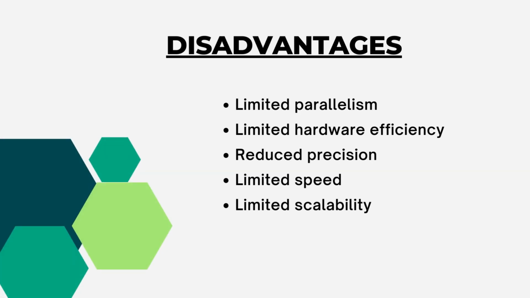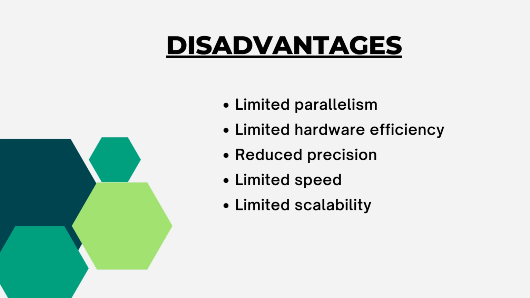Now moving on to the disadvantages, limited parallelism. Booth's algorithm has limited parallelism because the algorithm steps must be executed sequentially. So each step relies on the result of the previous step, which restricts the ability to perform multiple operations simultaneously. Second one is limited hardware efficiency. So Booth's algorithm requires additional hardware components such as registers and control logic to implement the algorithm steps. This can increase the hardware complexity and potentially affect efficiency, especially when compared to other multiplication algorithms.